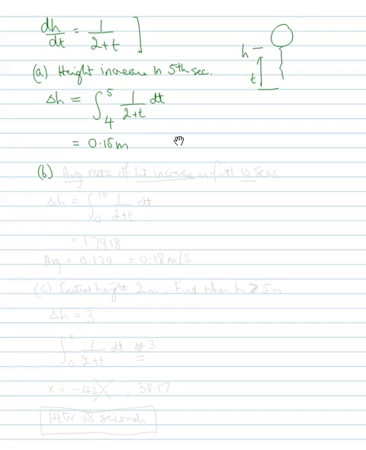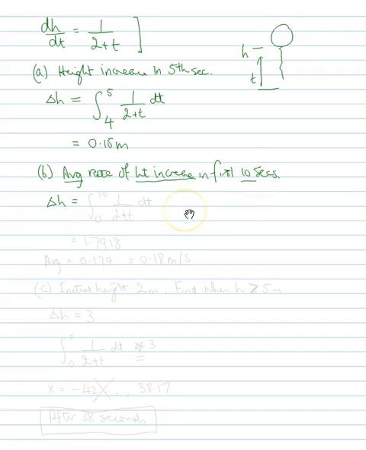Okay, the second part of the question says the average rate of height increase in the first 10 seconds. Okay, excuse my messy writing there. Okay, so what do we want here? So we want the average rate. So whenever you see average, it means that we're going to calculate the total and then divide over the interval. So we're going to find out the height increase in the first 10 seconds and then divide it by, well, in this case, 10.